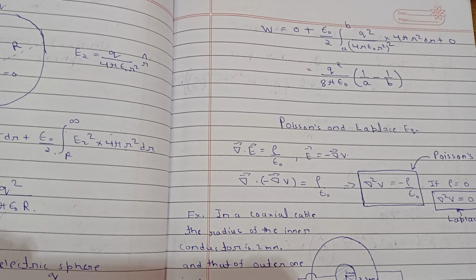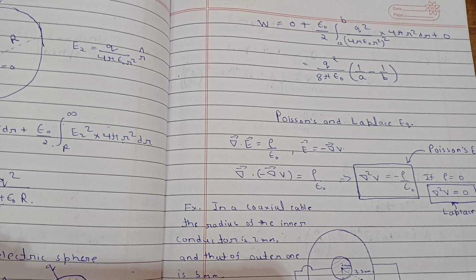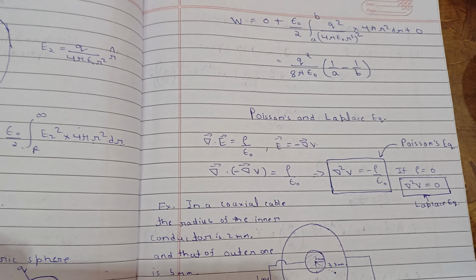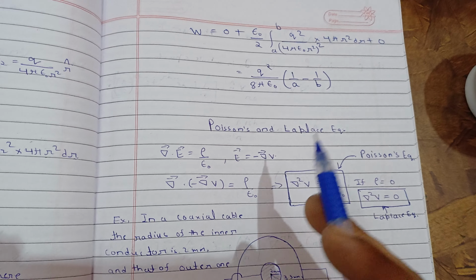So hello everyone, this is lecture 7 for electricity and magnetism. In the last lecture we were discussing electrostatic energy, and today we will move forward to Poisson's and Laplace's equations. So what are these equations?